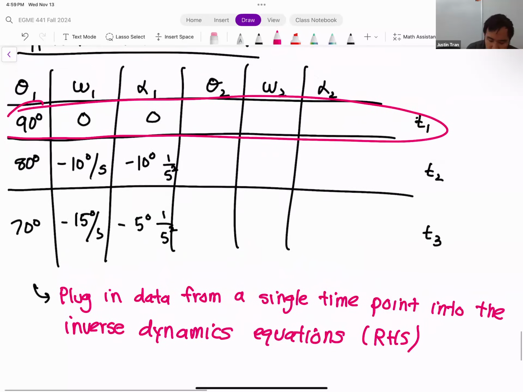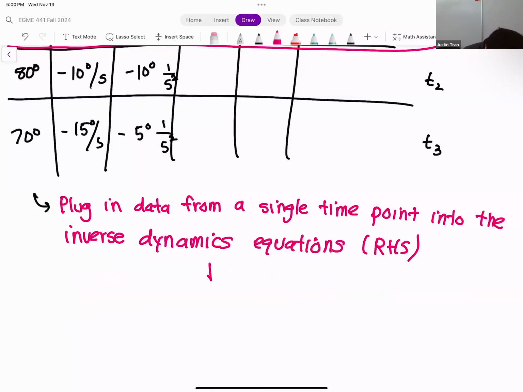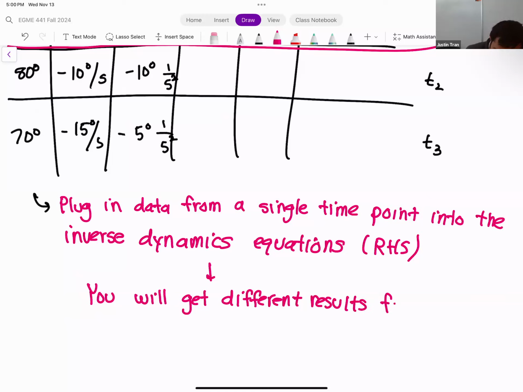So those equations that we spent so long to derive tell you how the forces evolve with time, because the kinematic data also changes with time as well. So you will get the time evolution for the joint forces.